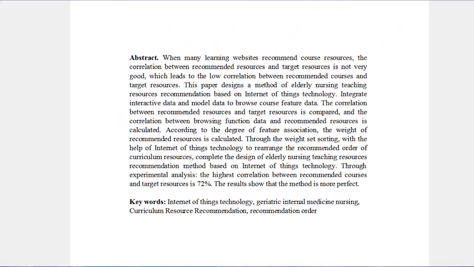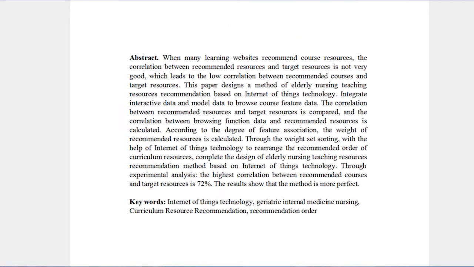This paper designs a method of elderly nursing teaching resources recommendation based on Internet of Things technology. Integrate interactive data and model data to browse course feature data. The correlation between recommended resources and target resources is compared, and the correlation between browsing function data and recommended resources is calculated. According to the degree of feature association, the weight of recommended resources is calculated.